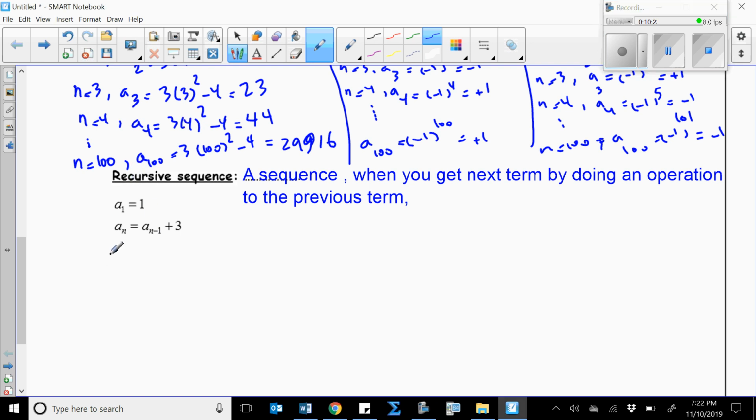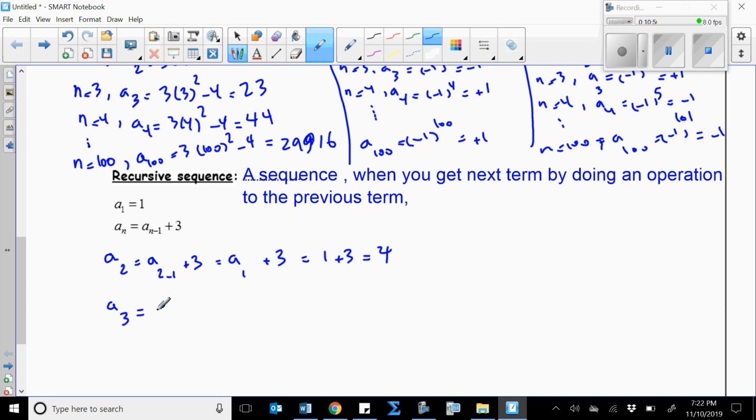So if I want to find a2 in this sequence, I already have a1, so I'm going to find a2. To find a2, it will be equal to a(n-1), meaning 2 minus 1, plus 3. So that will be a1 plus 3. And we already have the value of a1, which is 1. So I replace that here. It will be 1 plus 3 equal to 4.